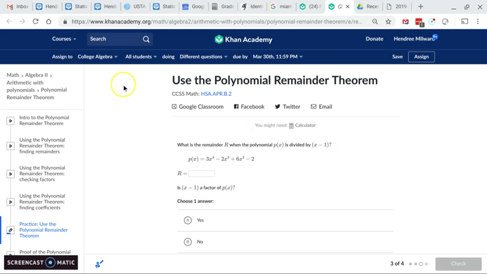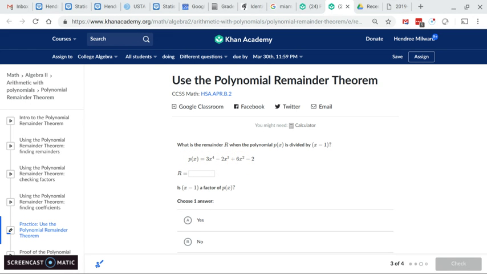Okay, somebody asked for a video on this skill. Use the polynomial remainder theorem. It's this really cool facet of polynomials that if you want to know what the remainder is when you divide by x minus 1, all you have to do is take a positive 1 and plug it in here. Okay?